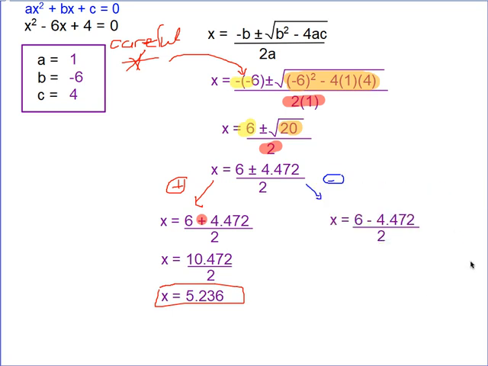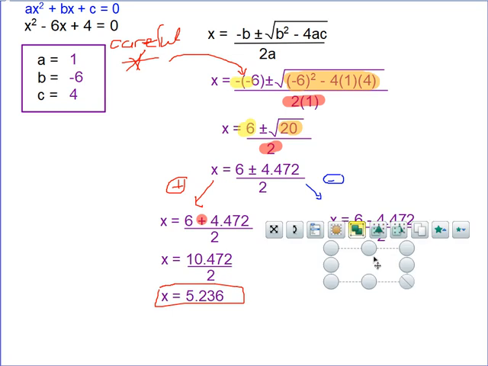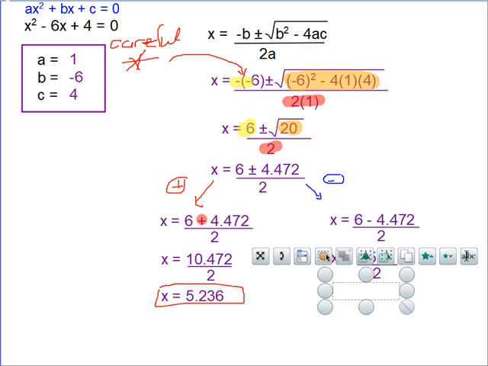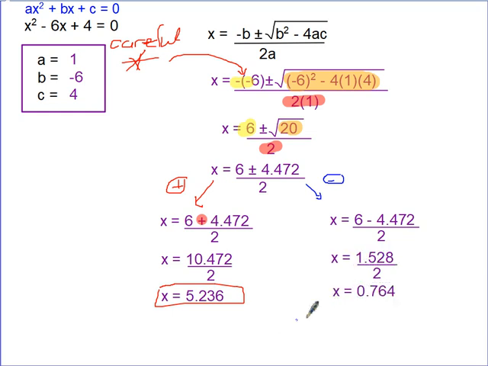Now, if you already got the hang of this, just please stay with me here. 6 minus 4.472 divided by 2, okay. We simplify the top, not so bad. We divide by 2, and of course we get a second answer. And there you have it, right? There's just a few things to be cautious of, but after a couple of runs with this, you're going to be on your way, and you're going to be so good at this.